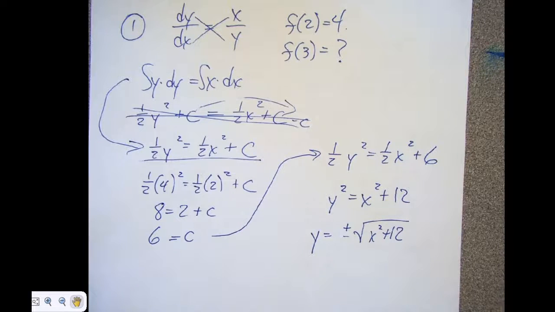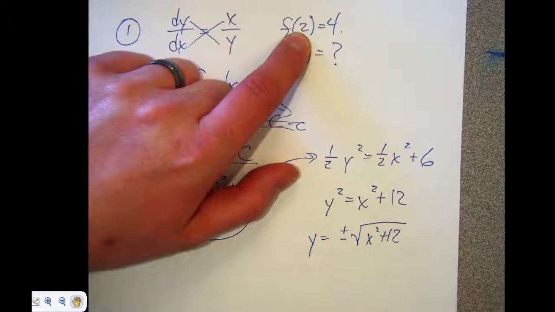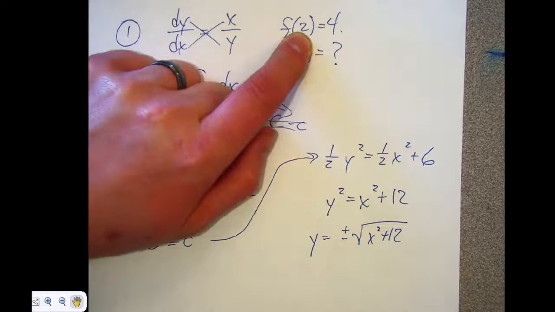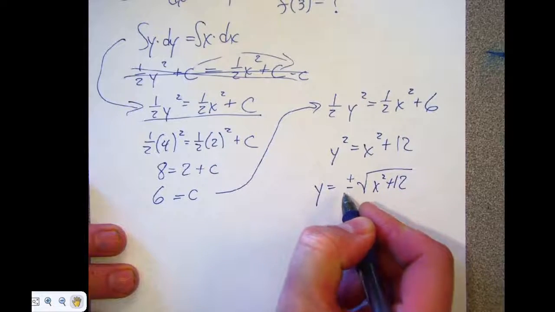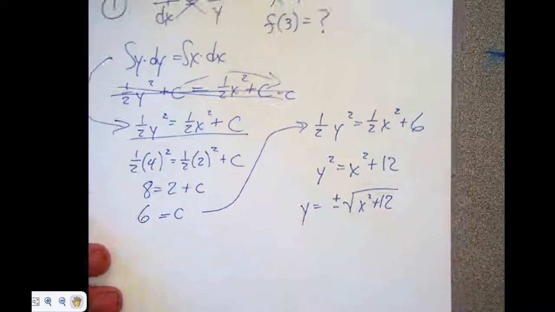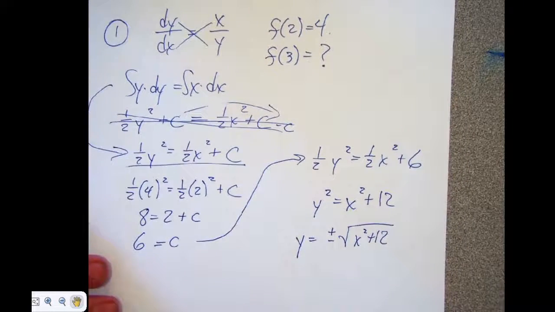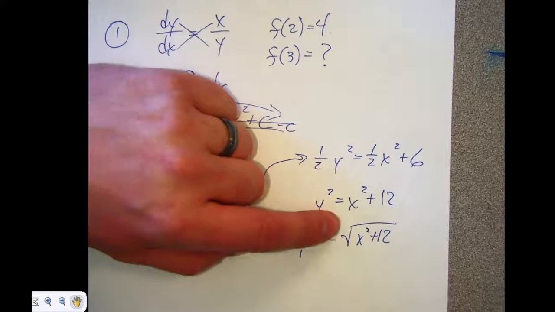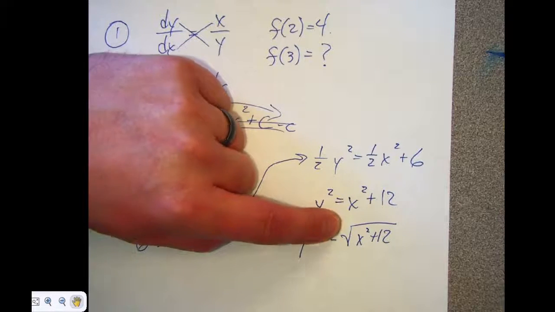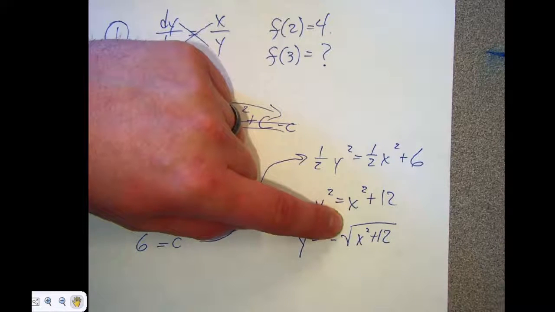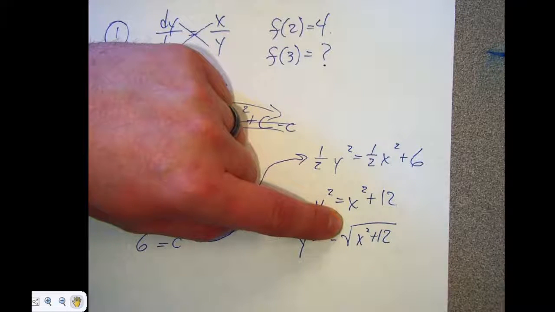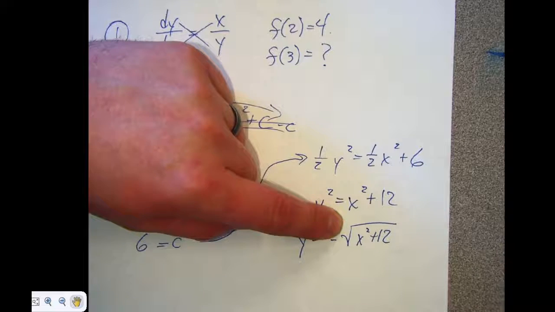When I plugged in 2, did I get a positive or a negative number out of that? Positive, so which one do I have to choose? But what if 3 was negative, though? It can't be. Because if I put a negative there, there's no possible way that when I plugged in 2, I would get 4. I would have gotten negative.